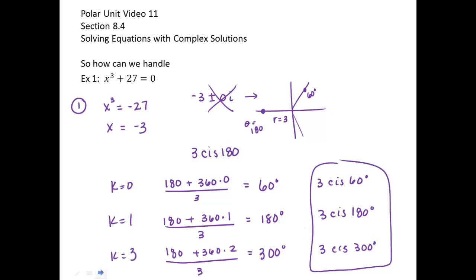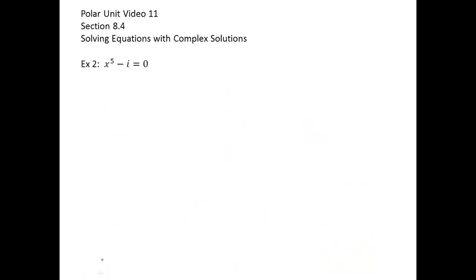We're going to go ahead and try another one. Here I've got x to the fifth minus i. Again, our first step is to get x to the fifth alone to be i. So I want whatever I'm going to raise to the fifth power to simplify to just the imaginary number i. Very similar to our first example, I have to consider where i is located.